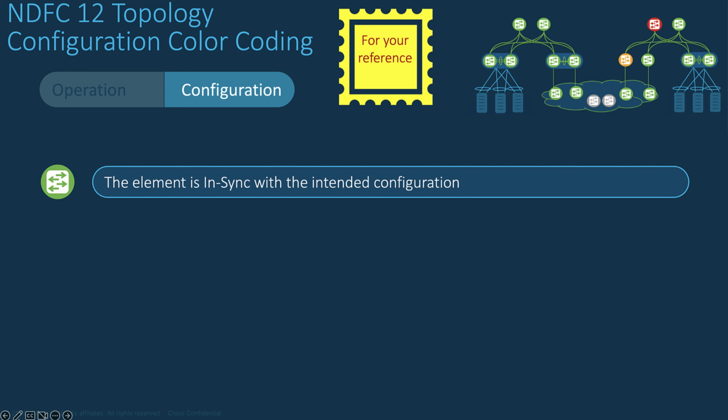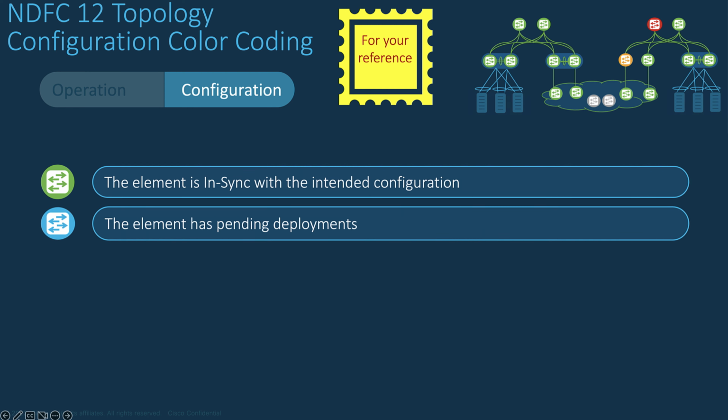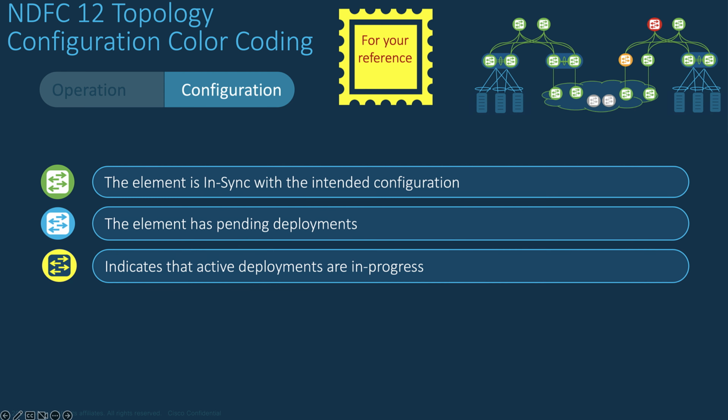The other topology view option is for the configuration status. Green means that the current configuration of all the switches is in sync with the intended configuration from NDFC. Blue means that the switch is waiting for the deployment. It is in a pending state. During the deployment of the configurations, the device appears yellow until the configuration is completed.